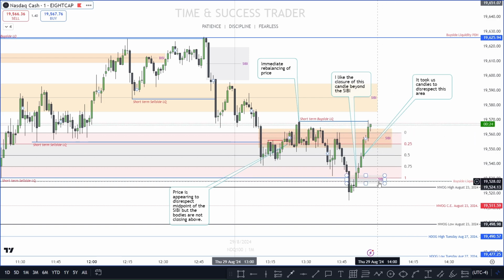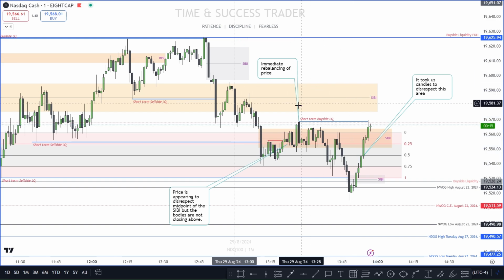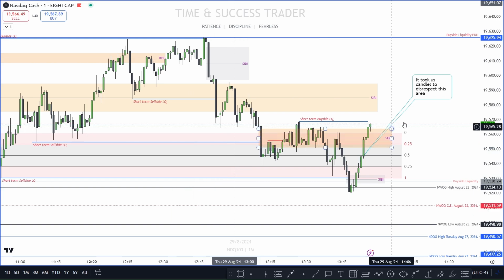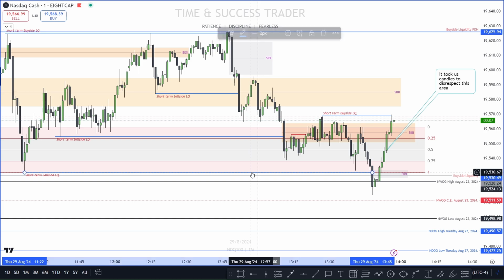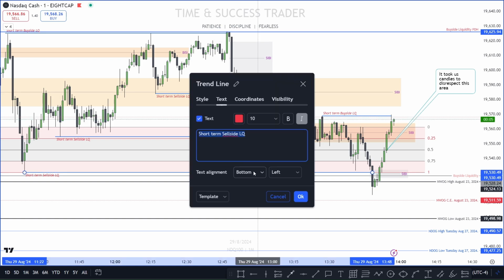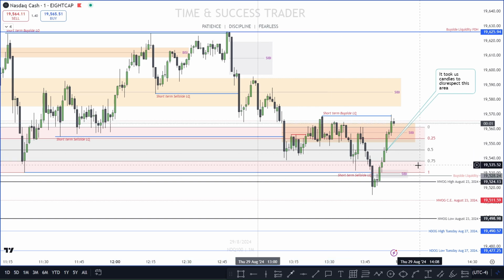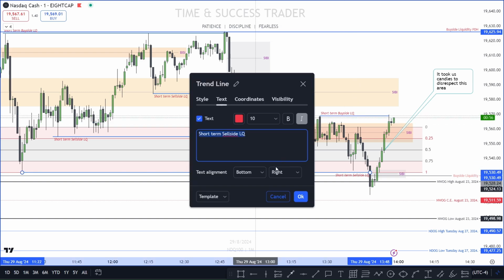Okay, we have this city right here. We should see price speed off here. We'll just start cleaning up my chart a bit. This was short-term liquidity right there. Let's put this in the center for now.